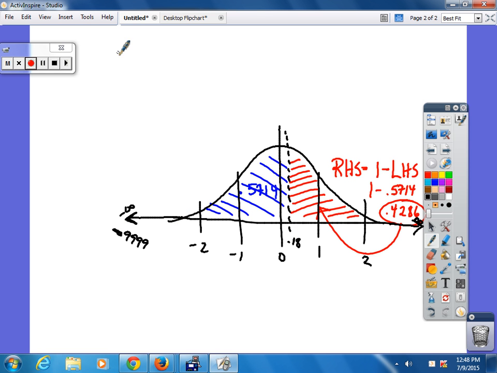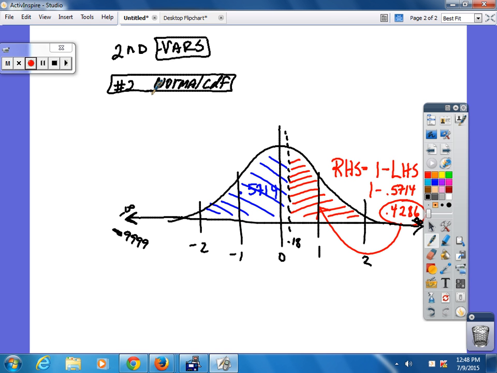And then up to 0.18. So you put in second, VARS, number 2, which is normal CDF. Normal CDF, and then type in parentheses negative 9999 or negative 10,000 or negative million, comma 0.18, and then hit enter.